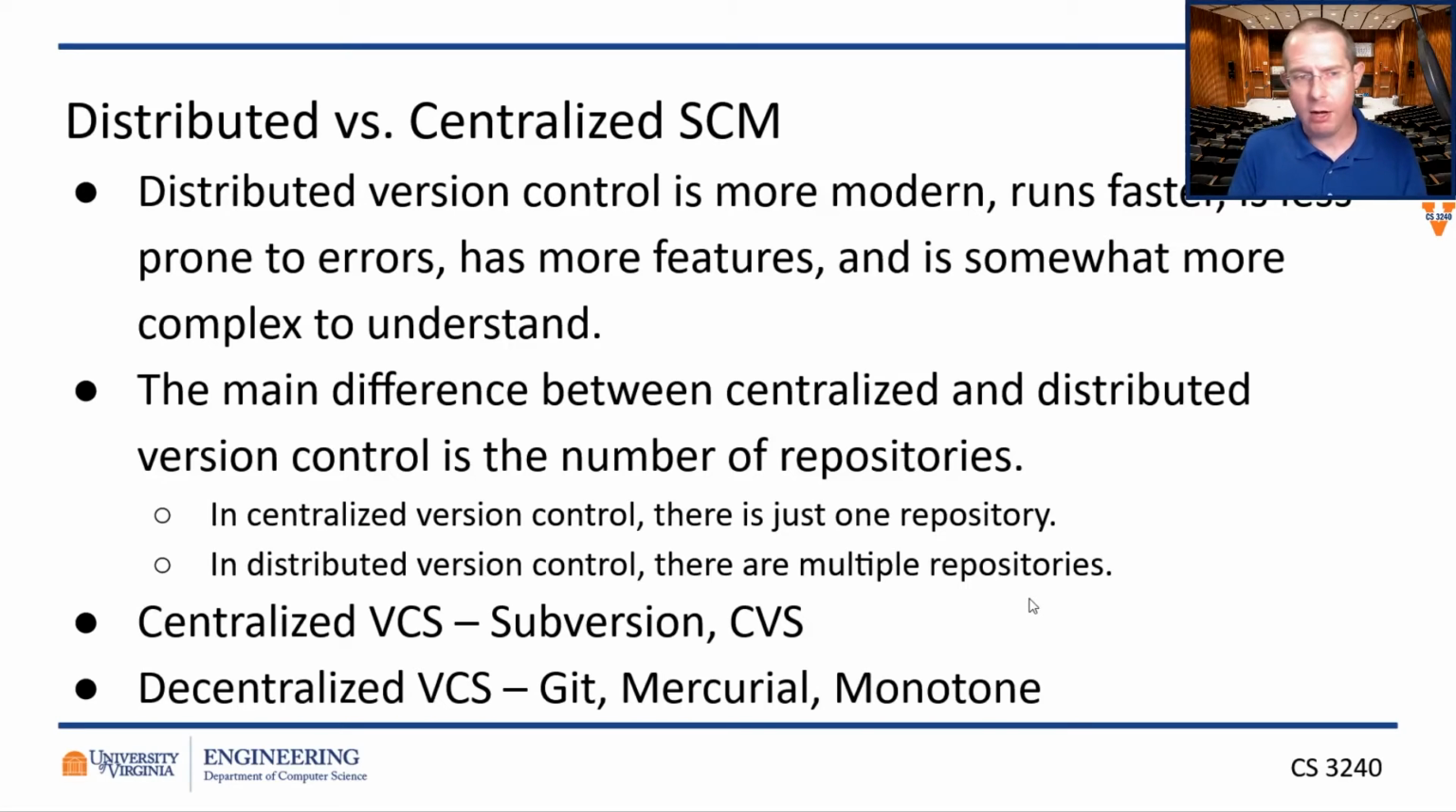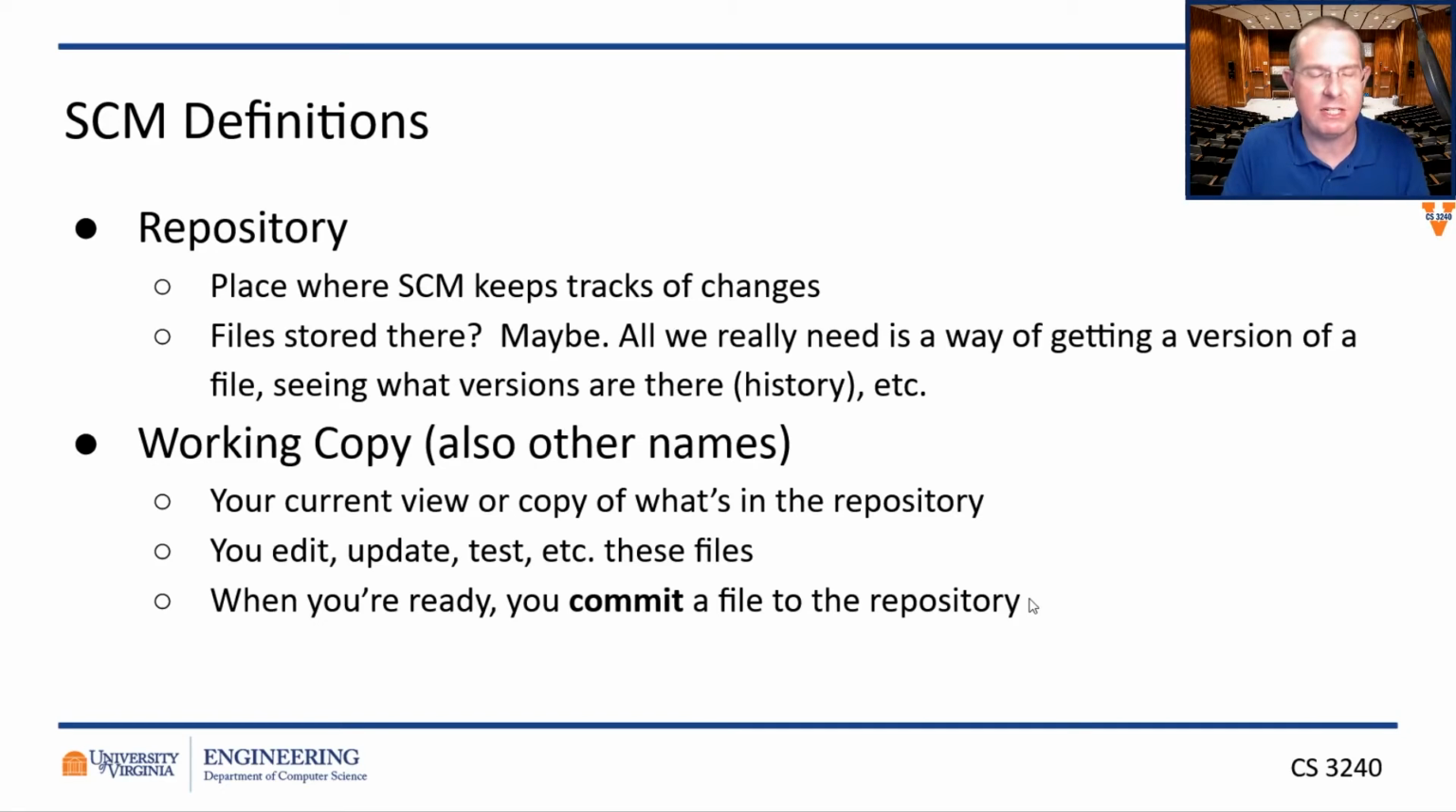Okay? Now, why do we care how this works? Well, the older systems were centralized. So things like Subversion and CVS were centralized. And the newer ones tend to be more decentralized or distributed, like Git and Mercurial. And the key metric here is how many repositories are there? And some people might say, but Sheriff, there's only one server. Where it gets kind of weird. And here's what I mean. Let's get the definitions first.